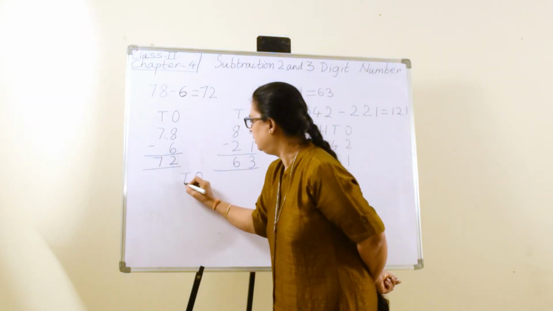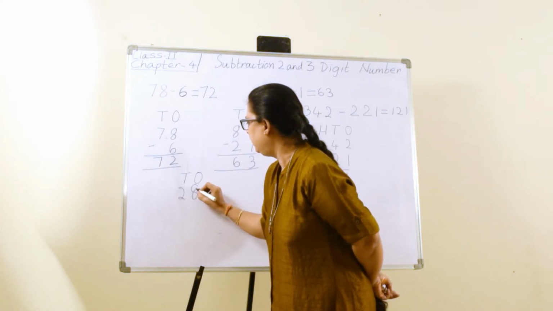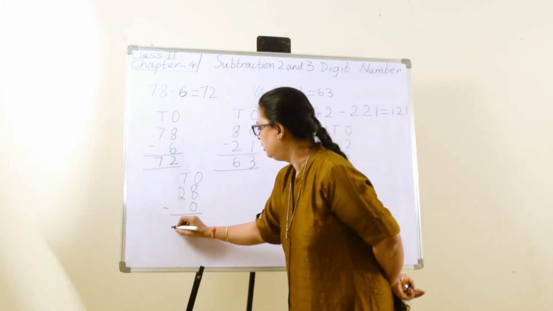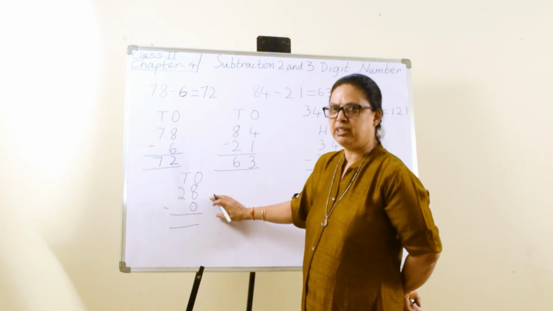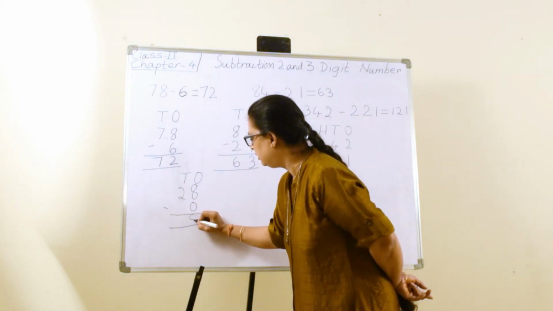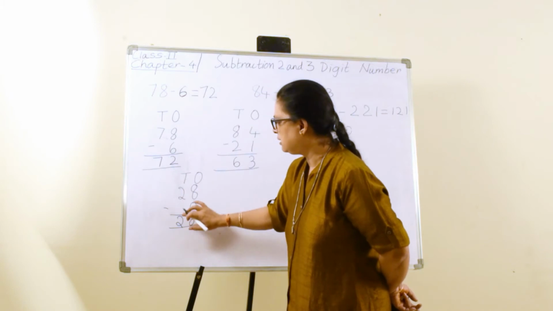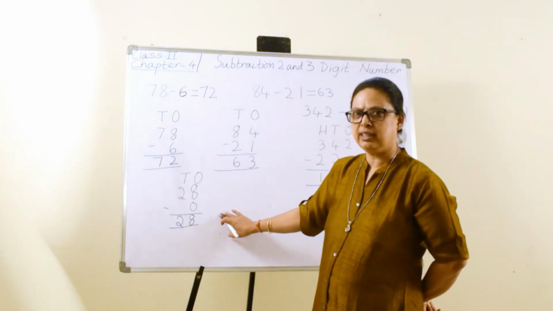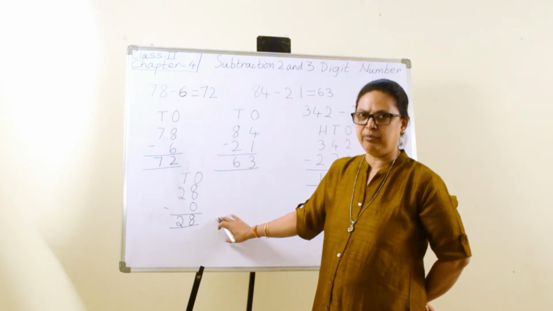For example, let's take a number 28 minus 0. 0 means what? Nothing, right? So when something like this comes, what do you write down? You write the same number, 8, and 2 will come as it is down because there is nothing over here. You all understood? Is it clear? So whenever we subtract 0 from any number, you will get the same number.